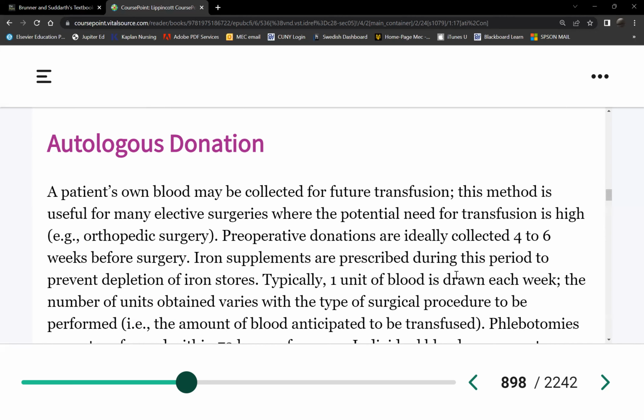The only thing you can have is a bacterial contamination reaction, meaning sepsis, because can the blood get contaminated during storage? Yes, during the handling it may get contaminated, so that's the only thing you will get from your own blood.